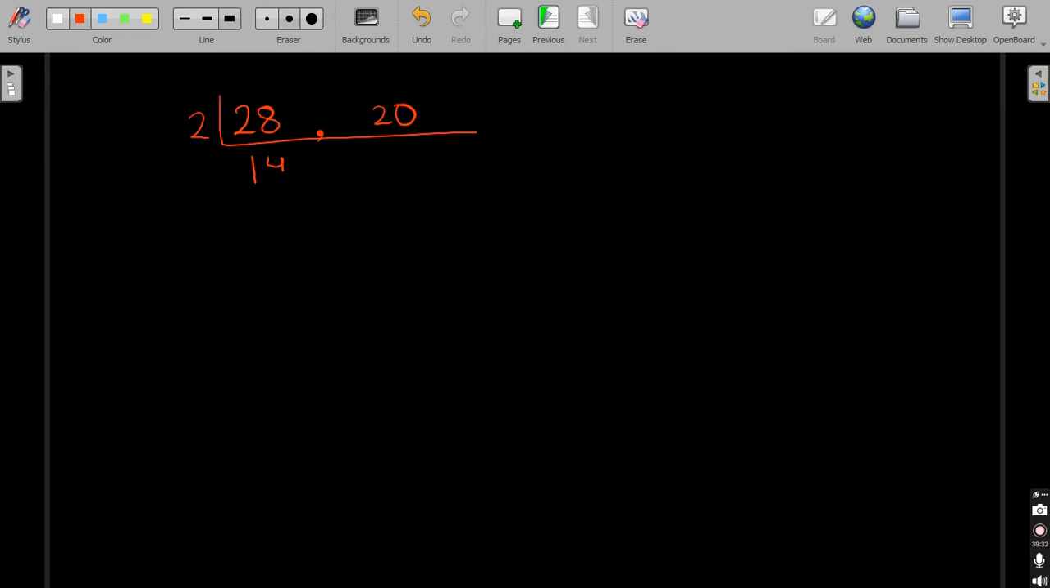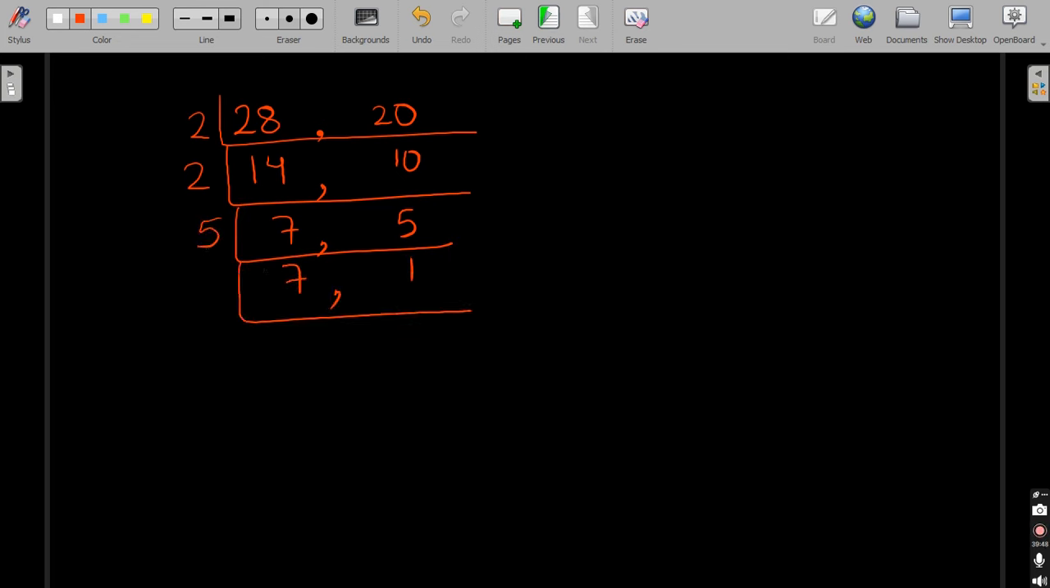2 1s are 2, 2 4s are 8, next 2 10s are 20, after that 2 7s are 14, 2 5s are 10, again next 5 7, it will come as it is, 5 1s are 5, after that next 7 1s are 7, again 1. So here I got the last 1 1, after that I will not proceed. So up to here clear?